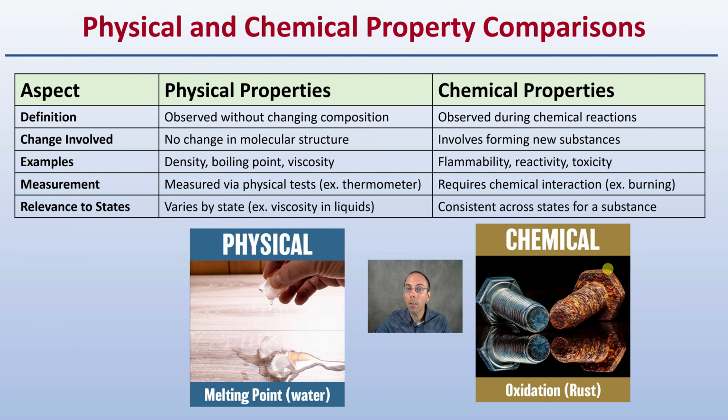Now, chemical properties are observed during chemical reactions, as the name implies. It involves the forming of new substances. It could be flammability, reactivity. It does require chemical interactions, such as burning, and it can exist across states of a substance. One example I gave you is the oxidation or rusting of a bolt or a nail.